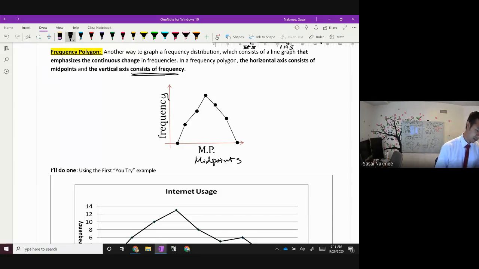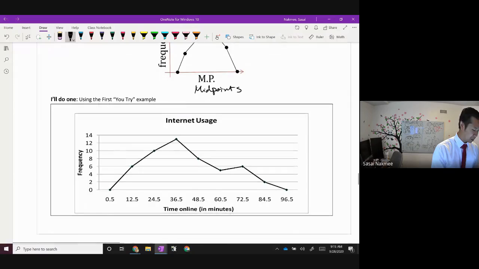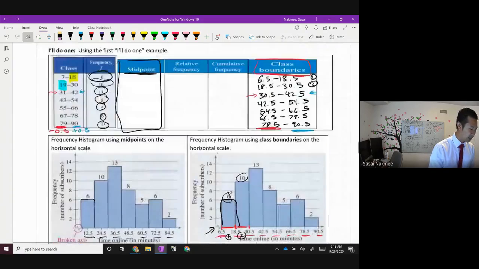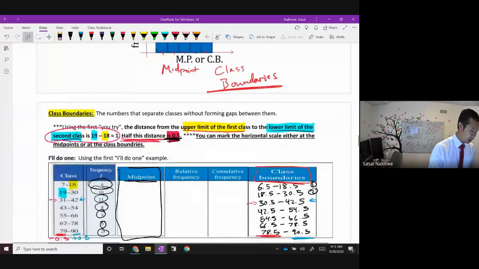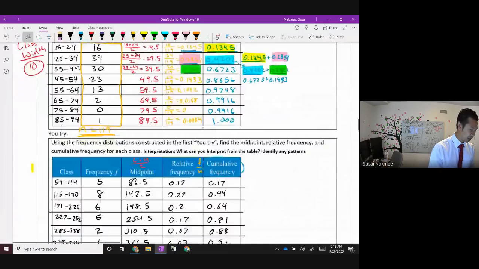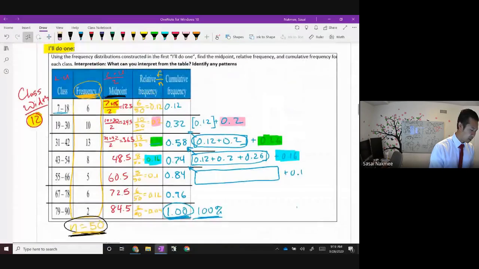All right, so check this out. This is one that's already done for us, but I wanted to show you how they made this. In order to show you, I need to get the table from our first Try example, so give me one second. I'll scroll it right back down in a second. The first Try table was this one right here.